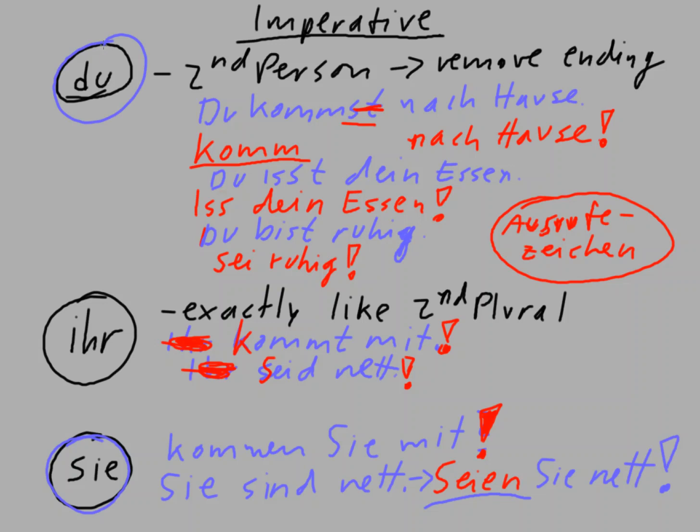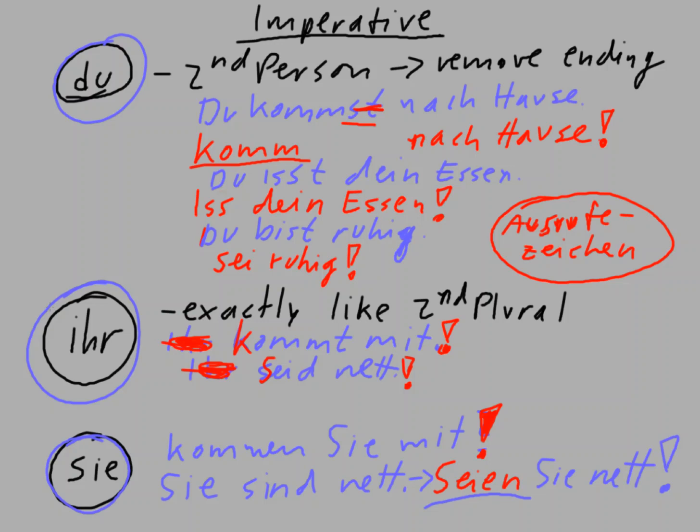Let's take another example. Let's say I have two kids, Bob and Josie. Hey, Bob and Josie, macht eure Hausaufgaben. Do your homework. Macht ihr eure Hausaufgaben? Nein. Oh, macht eure Hausaufgaben. So you can see it's exactly like the second person plural.